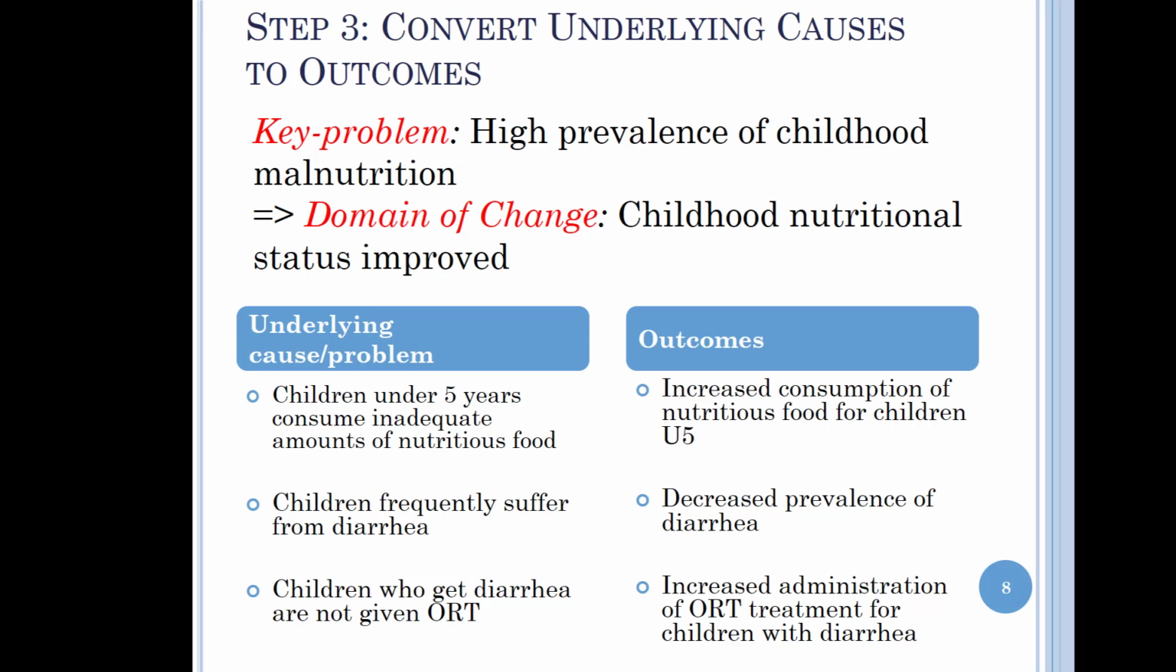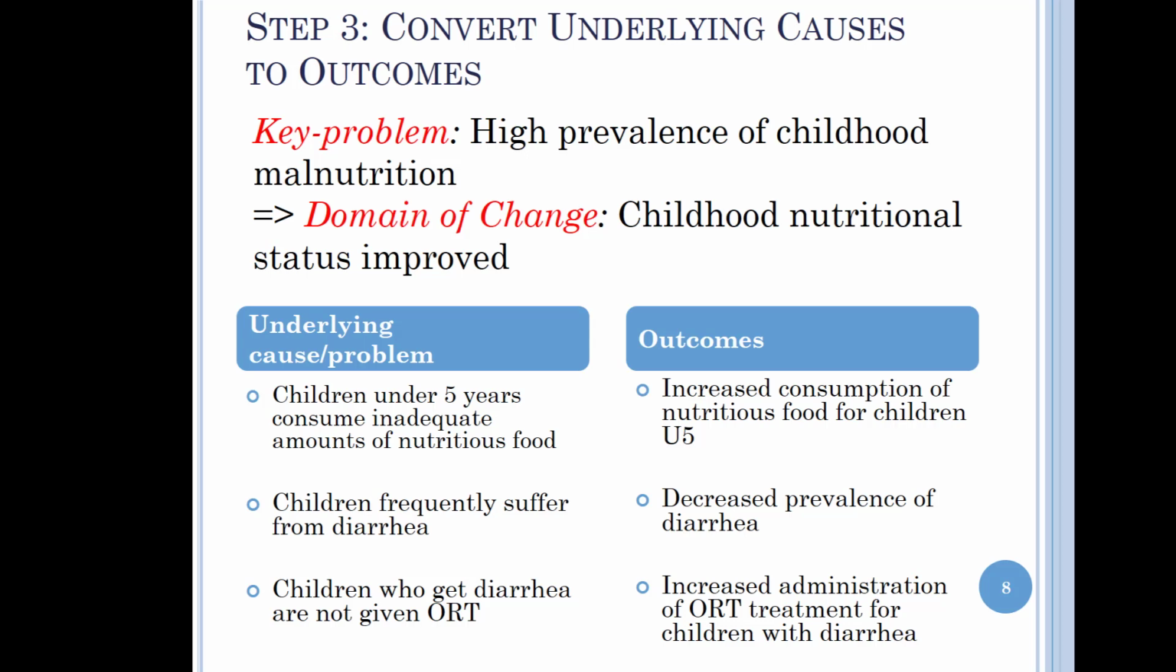So we could now move to analyzing the underlying causes or underlying problems regarding the high prevalence of childhood malnutrition. You did that in the problem tree, and one of the underlying causes of this key problem was that children under 5 years consume inadequate amounts of nutritious food. So in the solution tree, you just transform this problem statement into a positive outcome, which will be written like increased consumption of nutritious food for children under 5 years old.